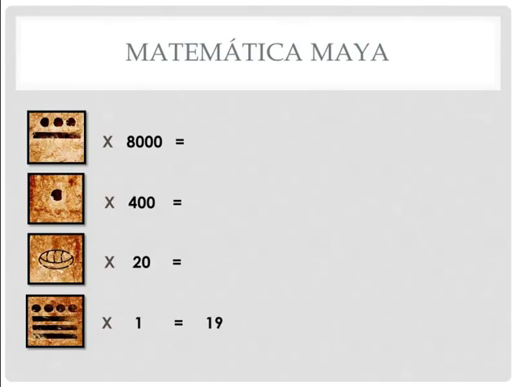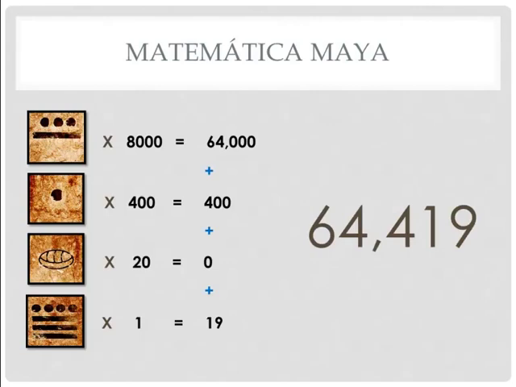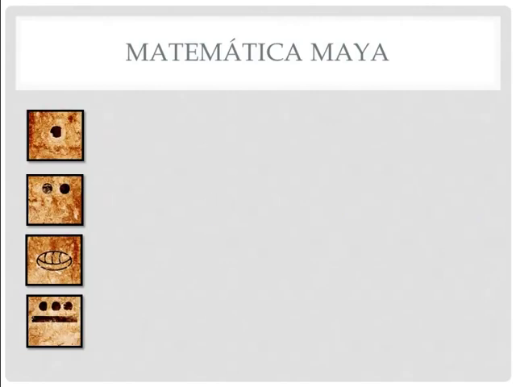19 times 1 is 19. 0 times 20 is 0. 1 times 400 is 400. 8 times 8,000 is 64,000. Add them together. You have 64,419. That's the number you see on the left. Let's practice in our head. You should be able to do this math in your head even without a calculator.